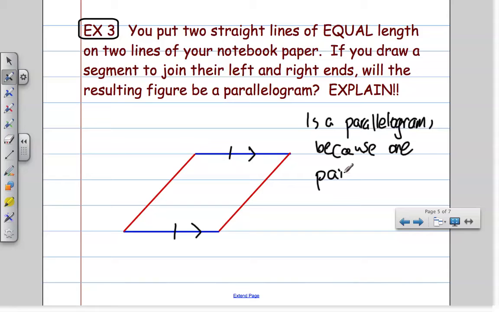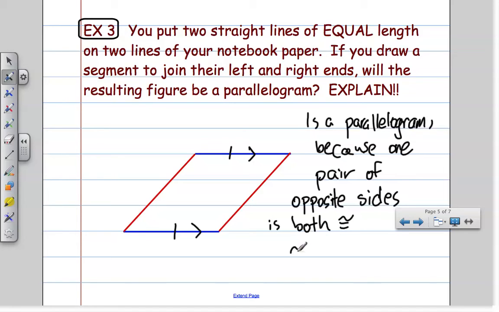of opposite sides. Hopefully your handwriting is better than mine. This is real good right now. Sorry. Because one pair of opposite sides is both congruent and parallel. And that's enough to show that that is a parallelogram.